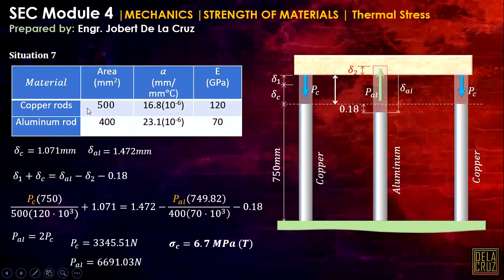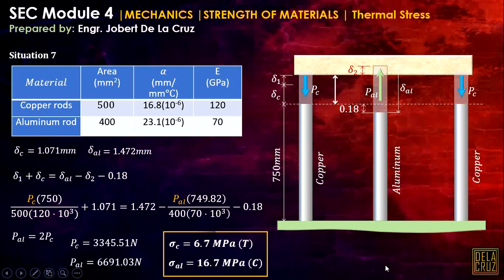Okay, therefore, the stress on each member is just force PC, that one, divided by the area of the copper, 500. That is 6.7 MPa, and of course, this will be in tension. And for the aluminum, that will be that force divided by the area of aluminum, 400, and that is 16.7 MPa, and that is in compression. Okay, so that's it.